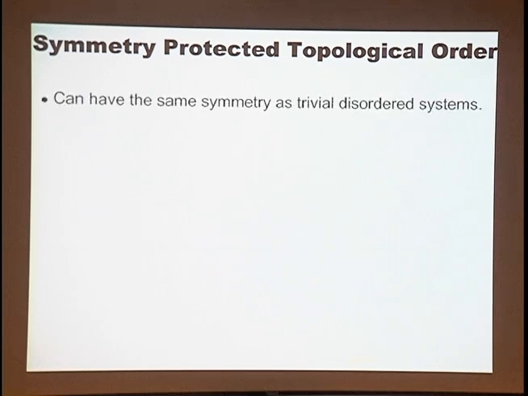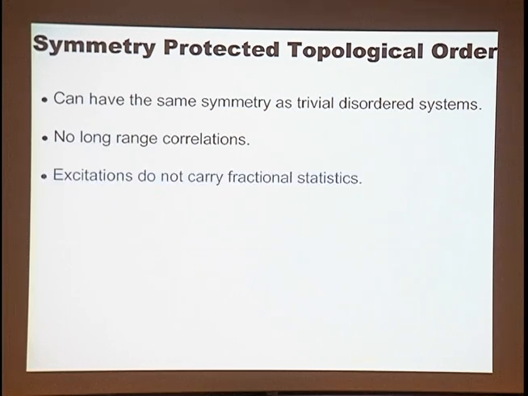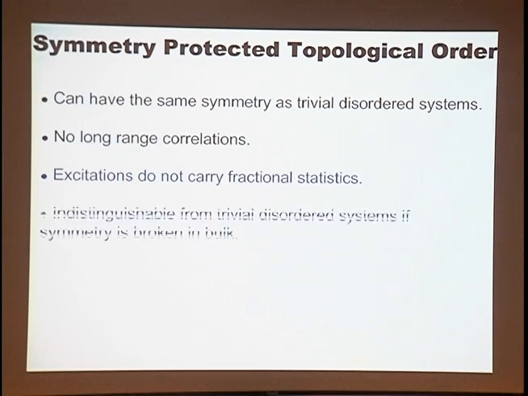So let me start with a definition of what symmetry-protected topological order is. First, it must have the same symmetry as any trivial disordered phase. And of course, no long-range correlation, so you cannot imagine anything like a cat state, which is symmetric but has long-range correlation. There's nothing interesting in the bulk. Excitations do not have any fractional statistics, so it's also different from fractional quantum Hall.